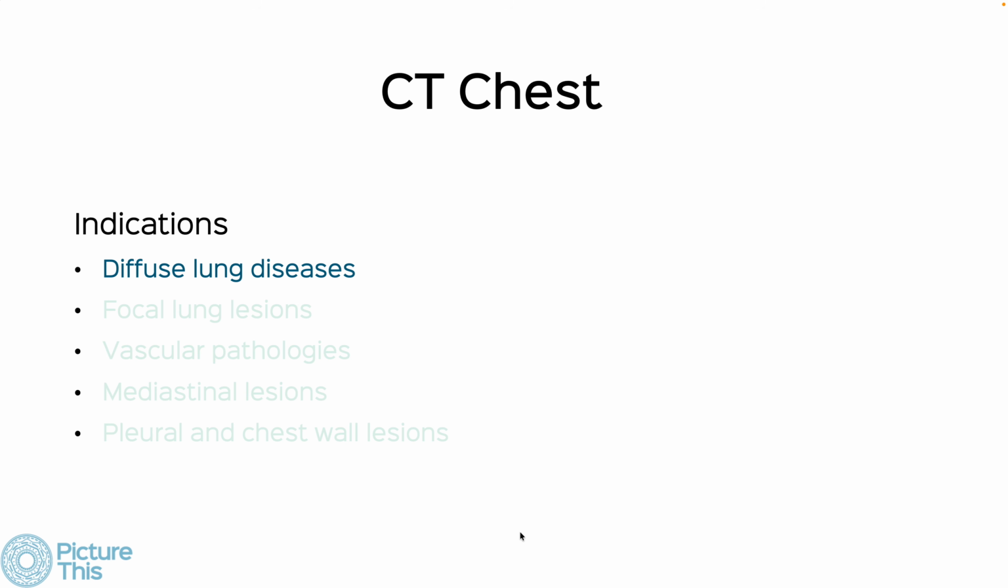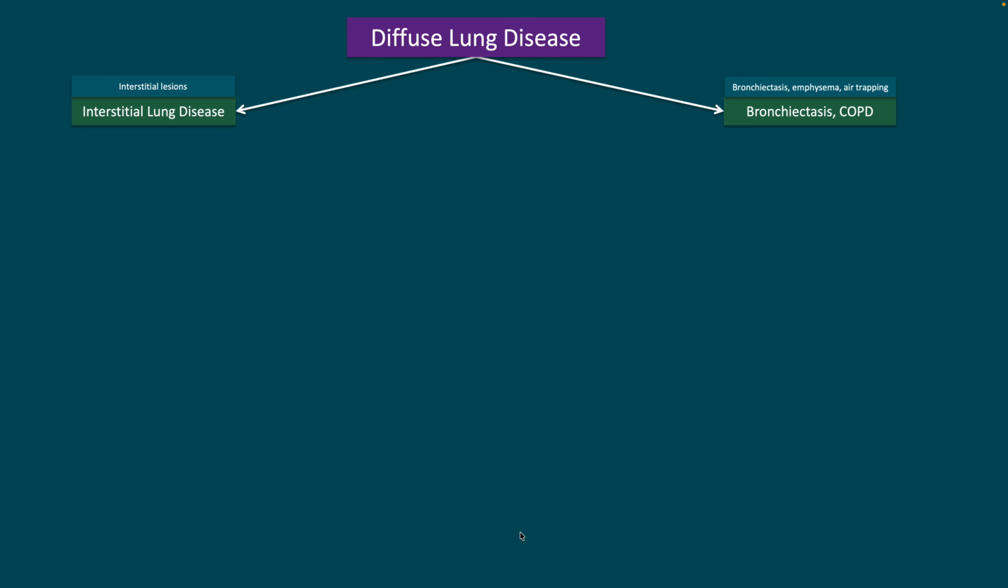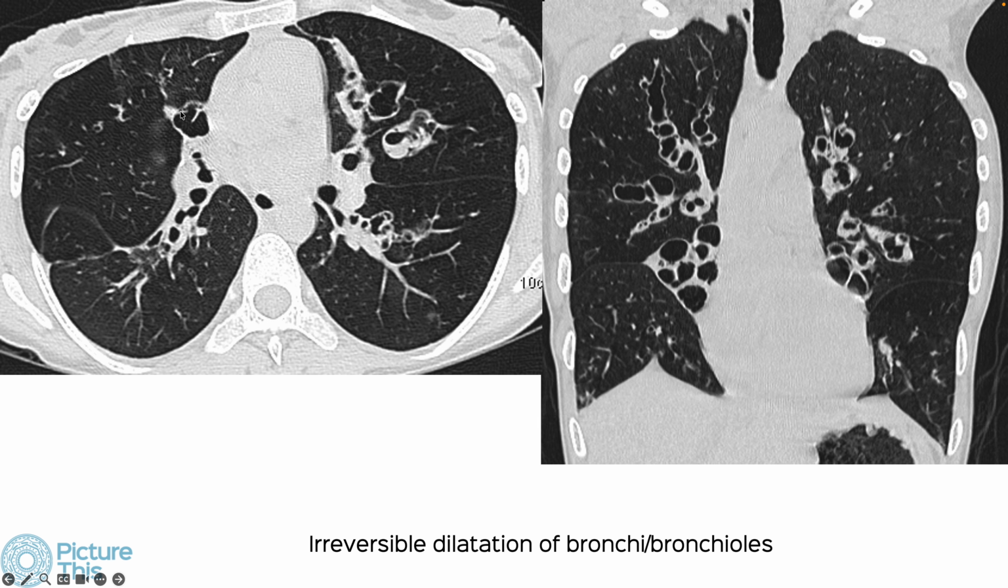So let's start with diffuse lung diseases, which basically can be differentiated into 2 major categories: the bronchiectasis, COPD, air trapping, and the interstitial lung disease category. Bronchiectasis is easy to diagnose. We see these dilated bronchi, which are larger than the accompanying vessels, irreversibly.